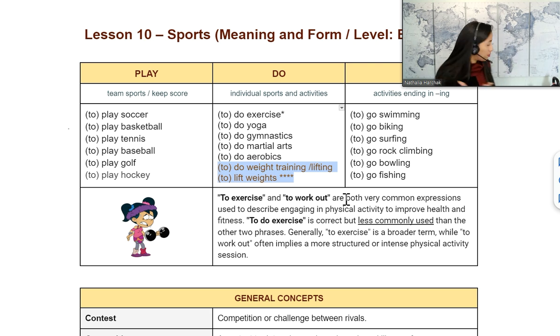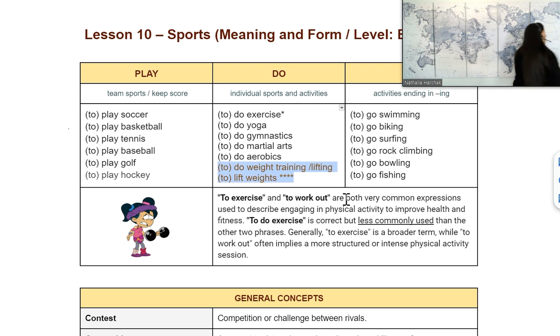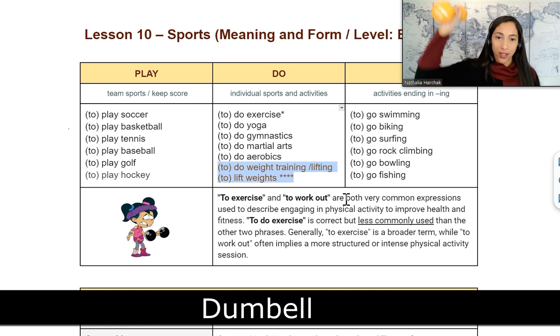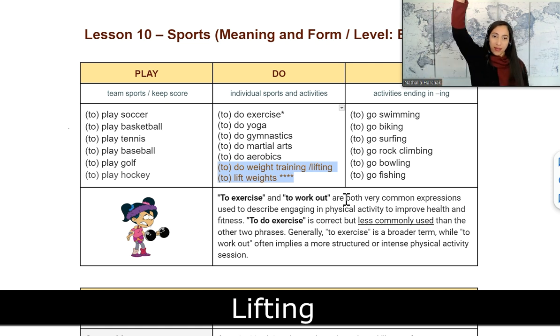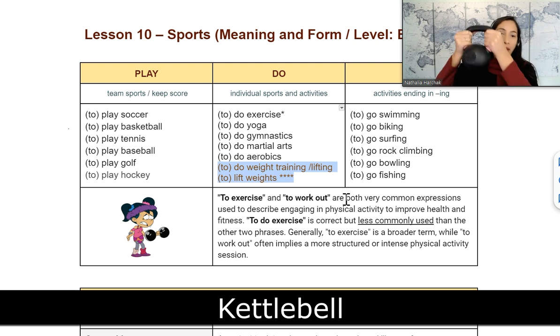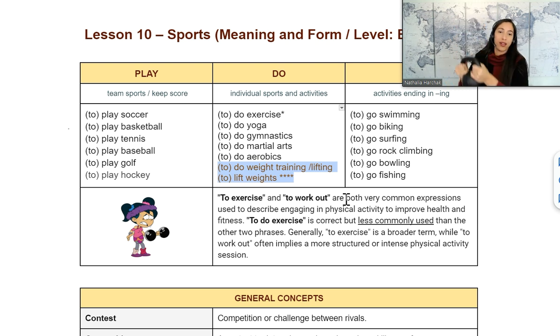Okay, and what does that mean? So I actually have some weights here to show you. I have a dumbbell. Okay, so look, I'm lifting the dumbbell. And then I also have a kettlebell. This is called a kettlebell. Okay, so you can lift a kettlebell as well. And obviously there are a lot of objects that you can find at a gym that can help you with your weight training.